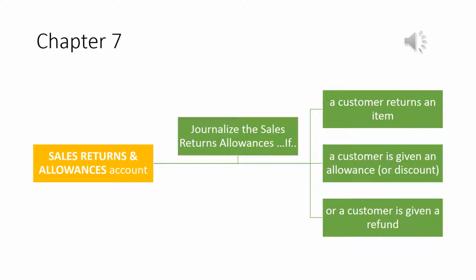And last but not least, another reason that you will journalize the sales returns and allowances is if a customer is given a refund. And we've all probably been in that situation as well, where we were given a refund for something because we didn't like it, or there was another problem with the item that you purchased. So again, in this chapter, anytime there's a return or allowance or discount, it will be journalized in one account called the sales returns and allowances account.